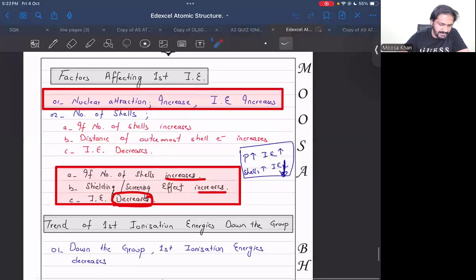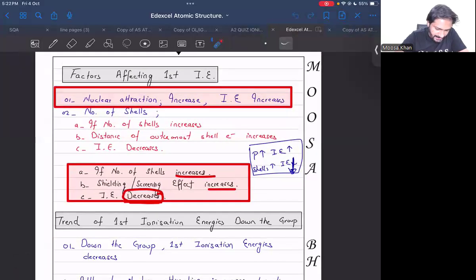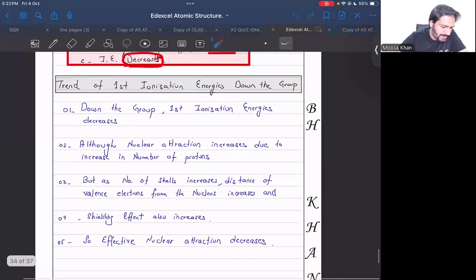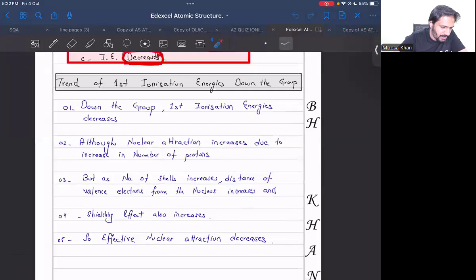So you need to remember these two trends, factors, and you need to remember what happens to the values of first ionization energies down the group. Down the group, first ionization energy decreases, although nuclear attraction increases due to the increase in the number of protons. But as the number of shells increases, the distance of the valence electron from the nucleus increases. Also, the shielding effect increases. So effective nuclear attraction decreases.